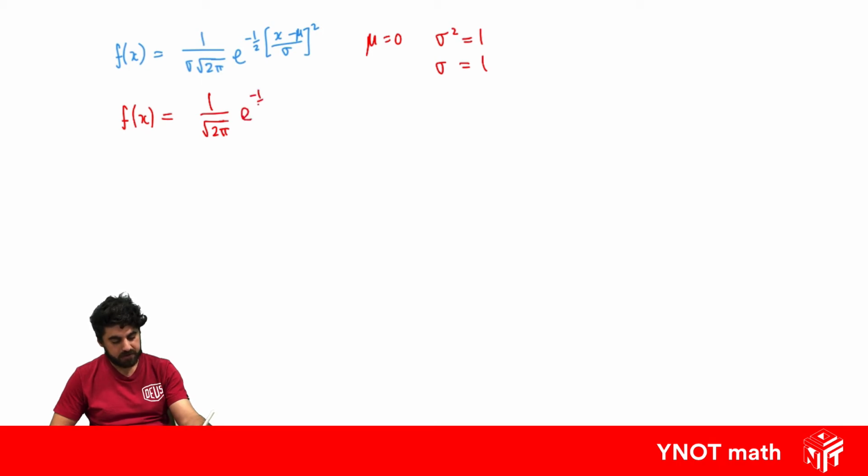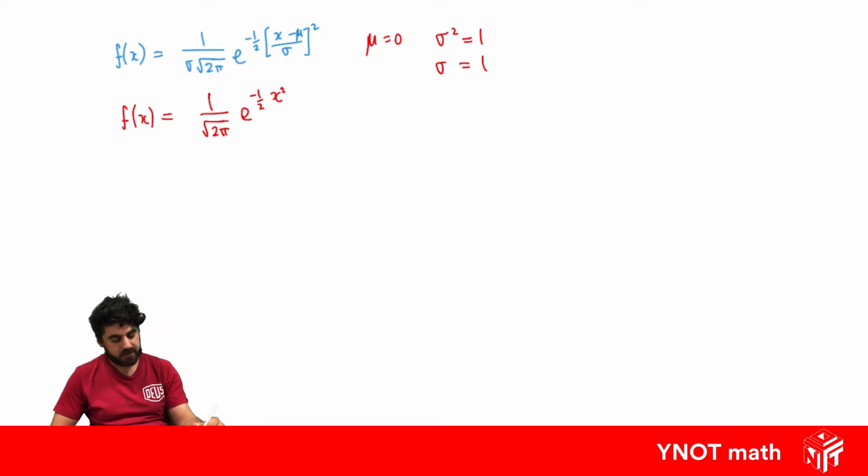E to the minus a half of x minus 0 is just x. So we're just going to have x squared over 1 squared, which is just 1. So we end up getting this for our definition for the probability density function for a standard normal distribution.